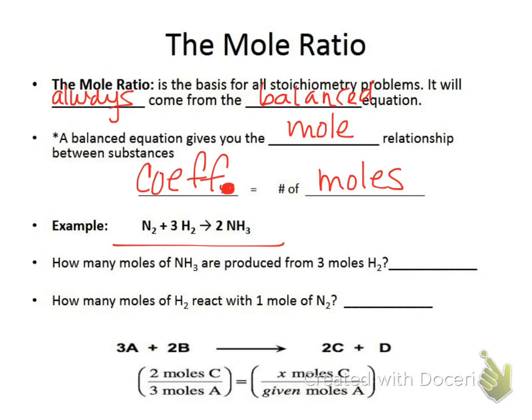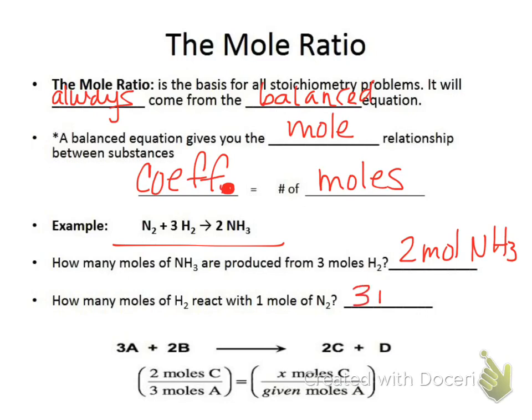So the coefficient, I just abbreviated because I write too big to fit that word in there. The coefficient, which is the big numbers that we balance with, is equal to the number of moles. So again, I would say 1 mole of nitrogen reacts with 3 moles of hydrogen, which yields 2 moles of ammonia. So how many moles of ammonia would be produced from 3 moles of hydrogen? 2 moles of ammonia. Okay, so you could look at it that way. How many moles of hydrogen would react with 1 mole of nitrogen?